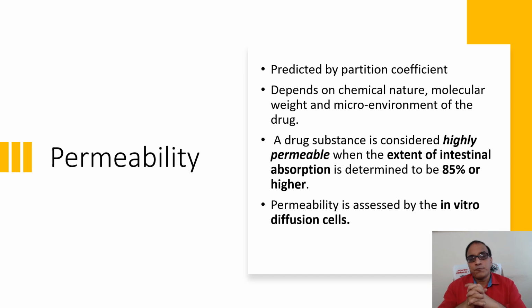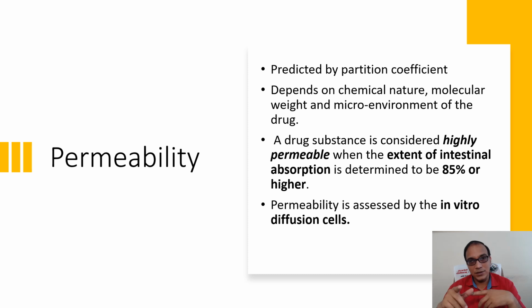Now, how is permeability predicted? Permeability is predicted by the partition coefficient. It depends on the chemical nature of the drug, the molecular weight of the drug, and the microenvironment of the drug. Those are the three major factors. However, there may be some other factors, but these are the three prime factors.